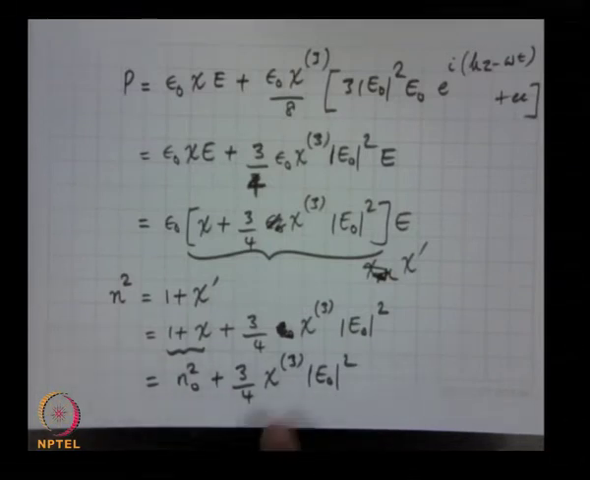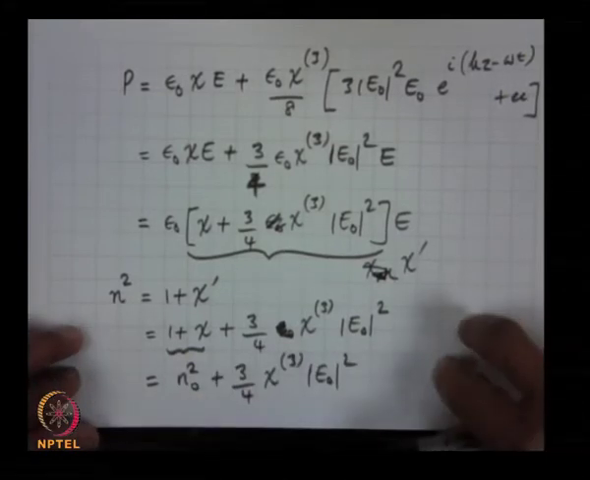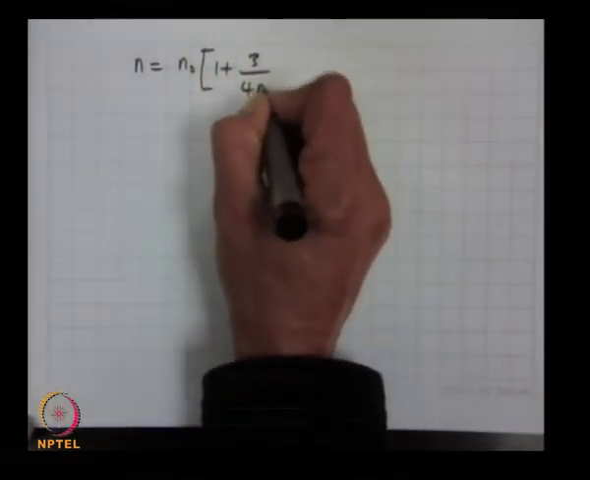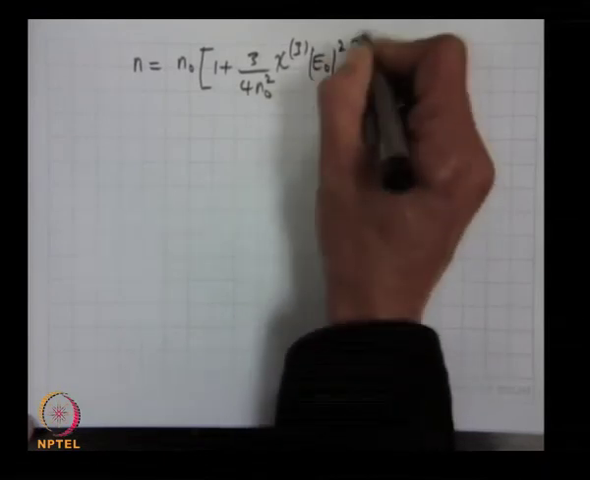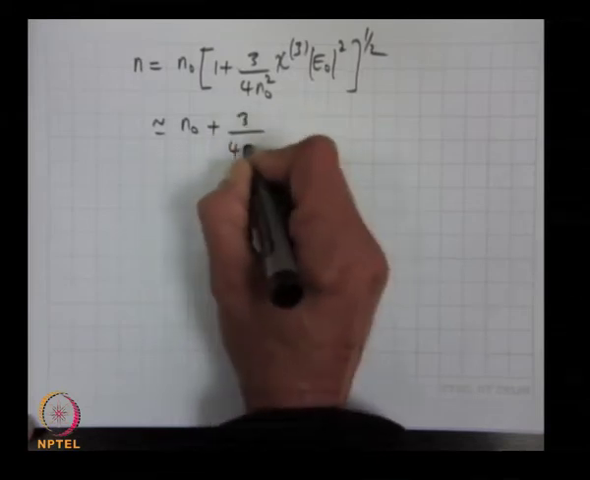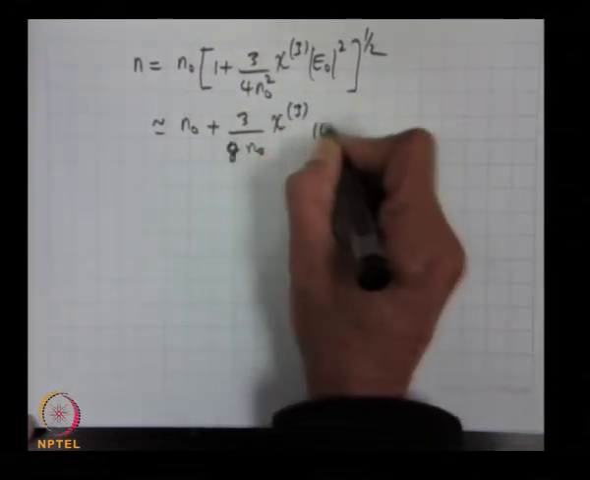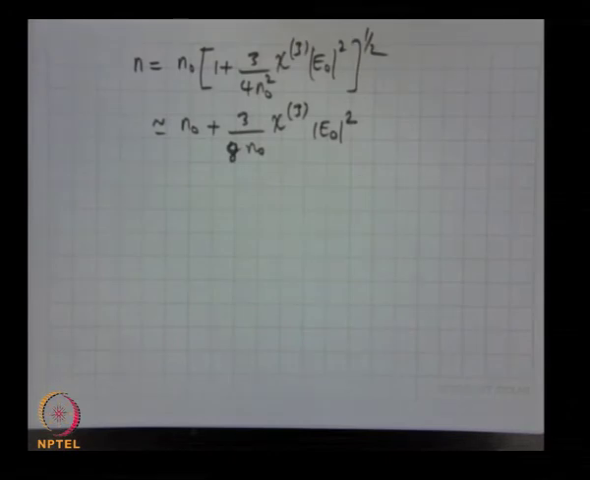Now usually this term chi 3 is very, very small, and so this term is much smaller than the refractive index of the medium, so I can make an expansion and write n is equal to n0 into 1 plus 3 by 4 n0 square chi 3 |E naught| square, to the power half, which is approximately n0 plus 3 by 8 n0 chi 3 |E naught| square. Because chi 3 is very small, chi 3 times |E naught| square is very, very small. I'll give you some numbers.